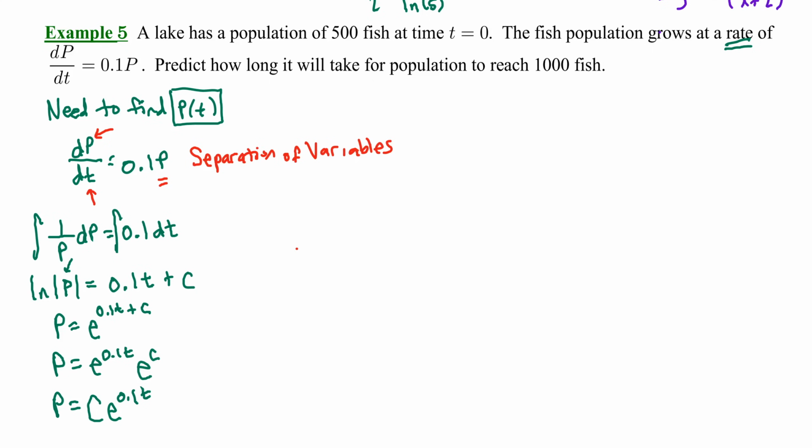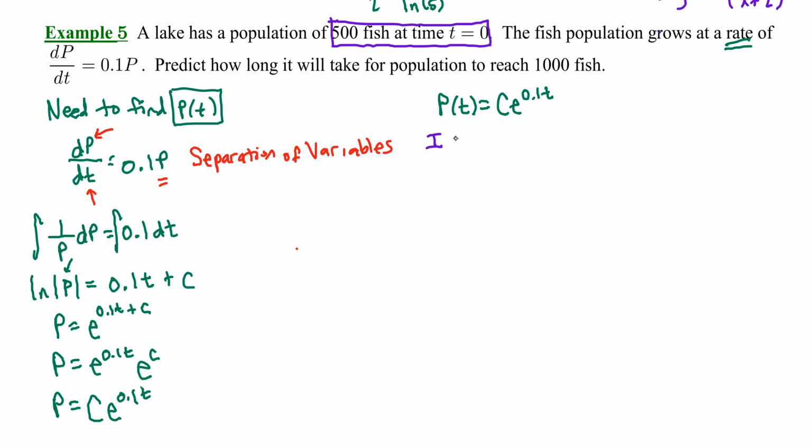We have p equals c e to the 0.1t, but I do want to point out that is a function of t. The population p depends on time t. So I'm going to refine it and write it in function notation. Now, before I can answer the question about how long it's going to take for the population to reach 1,000 fish, I need to find that arbitrary constant c. And we'll be able to do that by applying our initial condition.